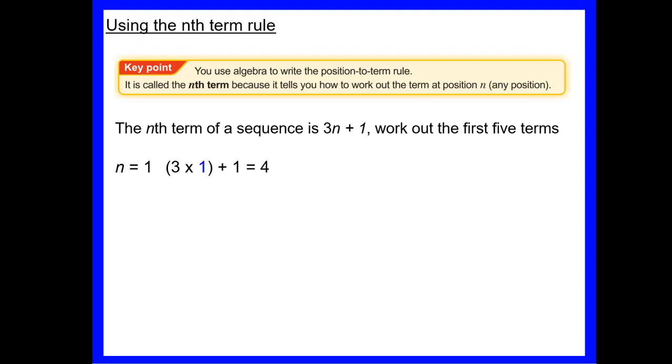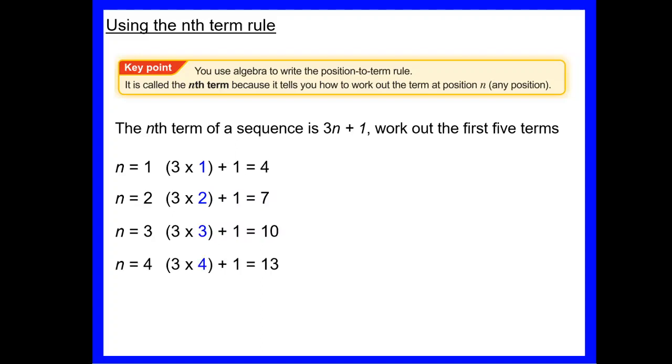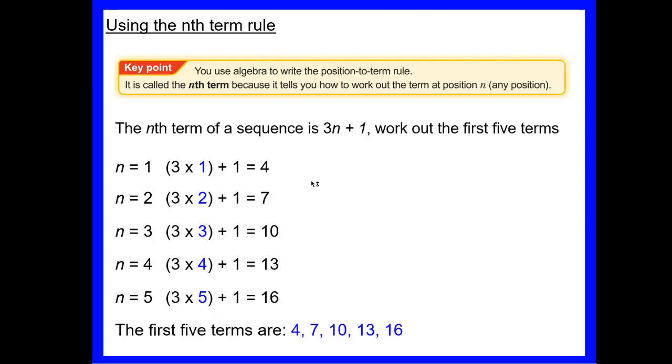So if n is equal to 1, position 1, we're going to do 3 times 1 is 3, plus 1 is 4. Our next one would be when n is 2. So 3 times 2 is 6, plus 1 is 7. And we do that for each one. So our third number, we swap n for 3. Then we're going to swap n for 4. And we swap n for 5. So these are our position numbers, 1, 2, 3, 4, and 5. And we've simply swapped the n for those positions, remembering that 3n means 3 multiplied by n. So the first 5 terms in this sequence are 4, 7, 10, 13, and 16.